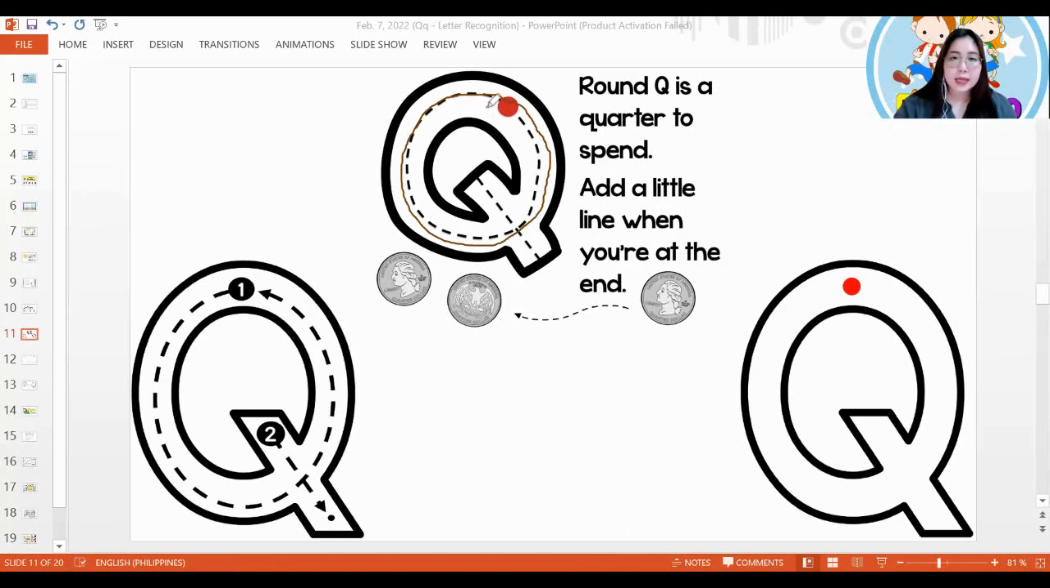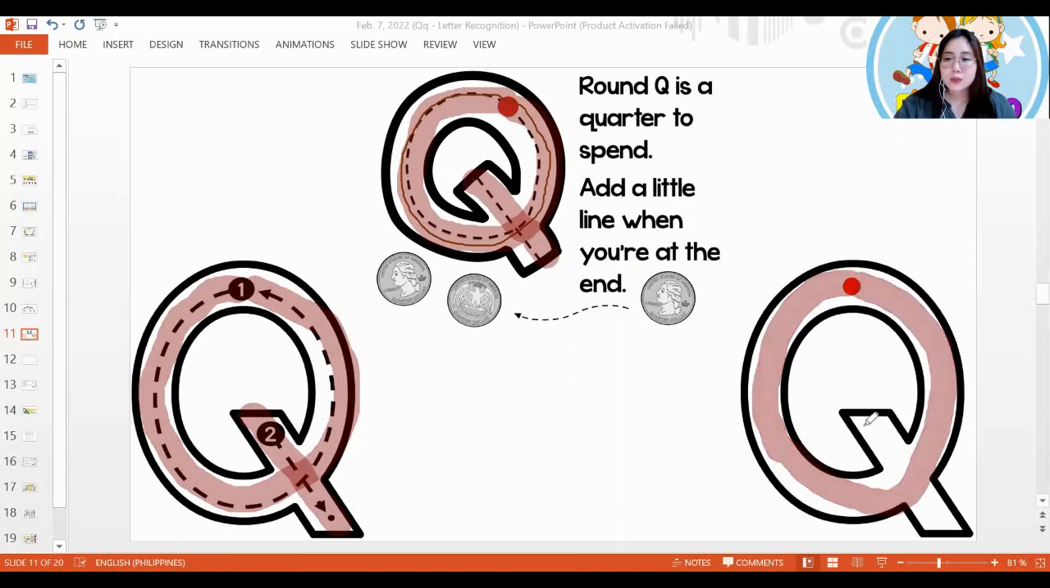Okay, again, start at the top. You make a big curve, go all the way up and stop, and a slanting line down. We have capital letter Q. Let's do that again. Make a big curve, go all the way up, you close, and a slanting line down. Again, make a curve all the way up and close, and we have a slanting line down, and we have the letter Q for quarter.